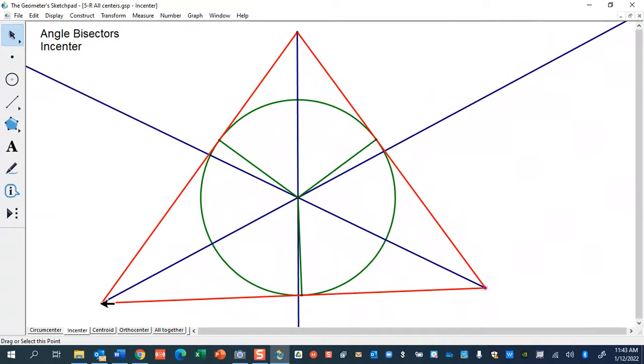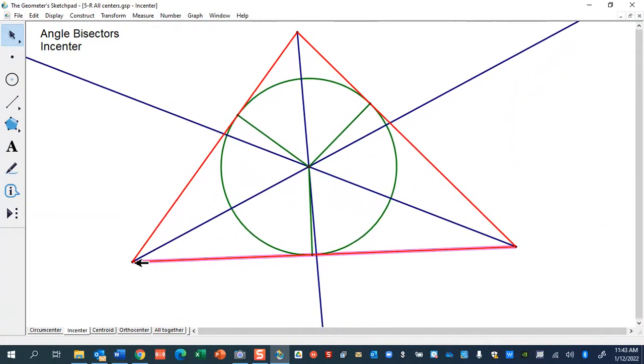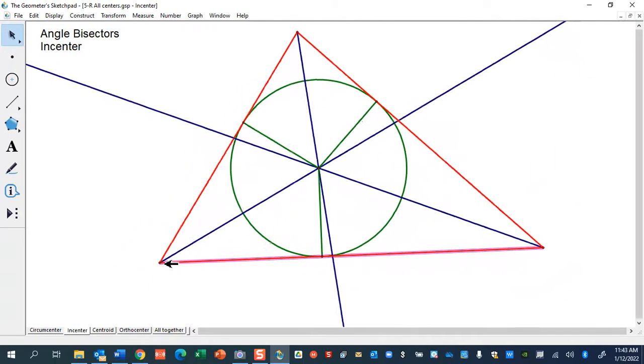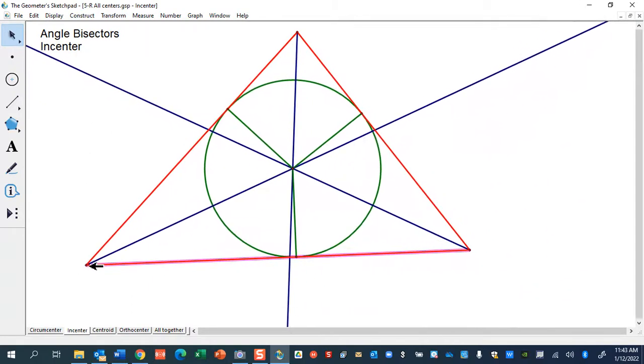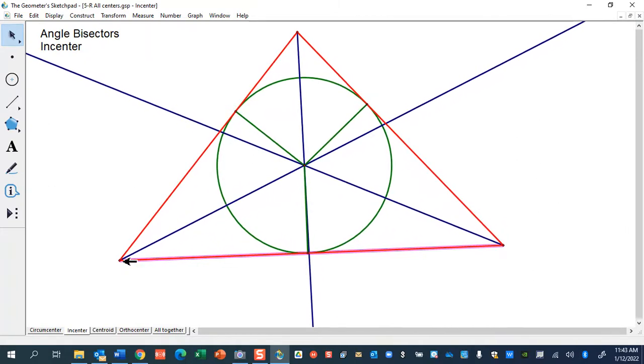So let's go ahead and make it isosceles. Let's see if I can play with it. And I know it's going to be isosceles when, watch that line at the bottom. Watch the green and the blue. See it? Now it's isosceles.